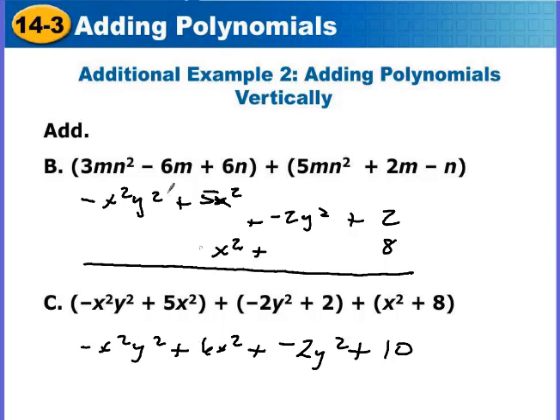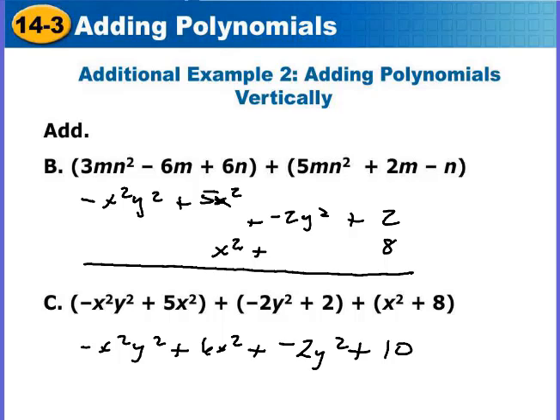Now for me personally, writing it vertically makes this one a little bit more difficult. I'd like to just write it down and cross them out as I go. But you need to know that that is a possible way of doing them. So what we've looked at today really is just adding polynomials together.